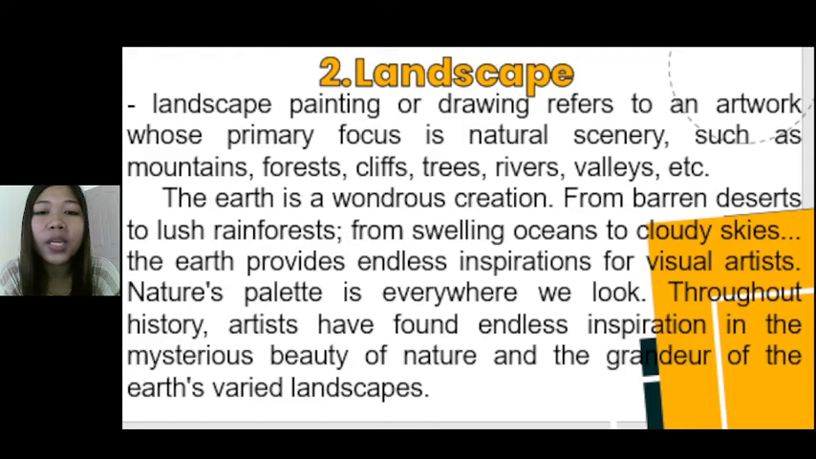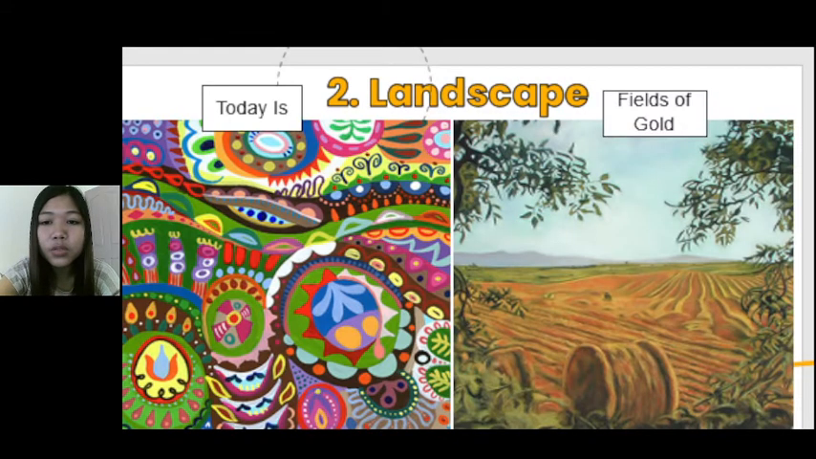So landscape paintings also aren't necessarily limited to depictions of land. For example, they can also include images of seascapes, cloudscapes, skyscapes, riverscapes, or cityscapes. So the main unifying element of any of these scapes artworks is that they all center around some kind of scenery. So we have here, today is and fields of gold.